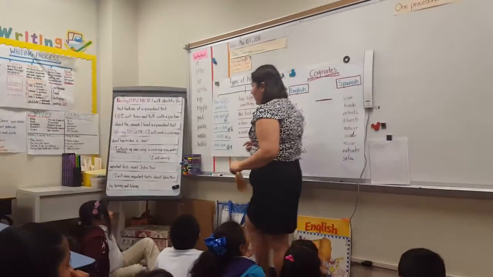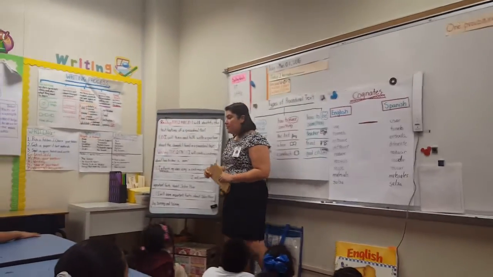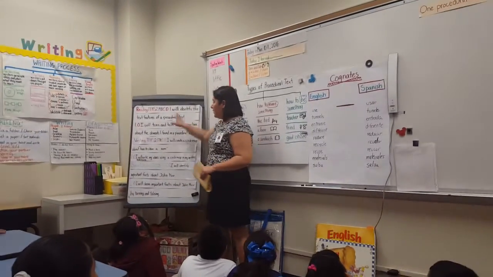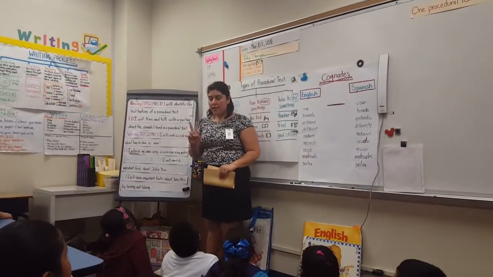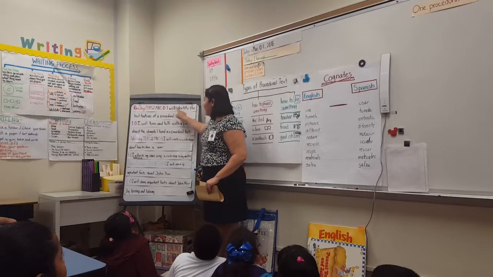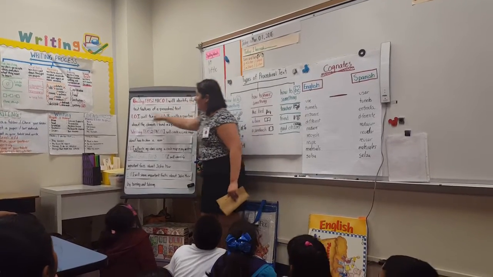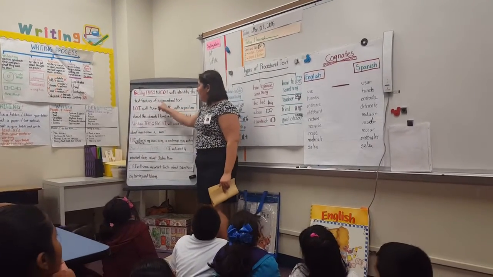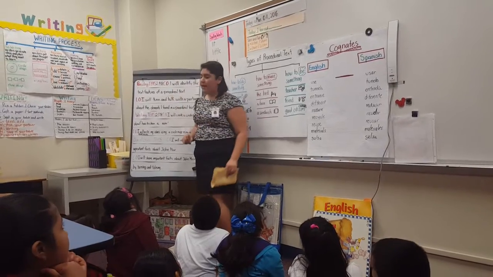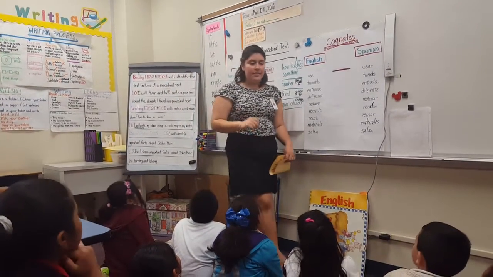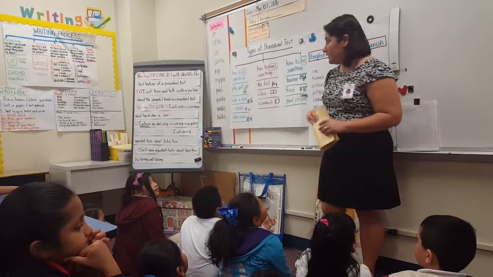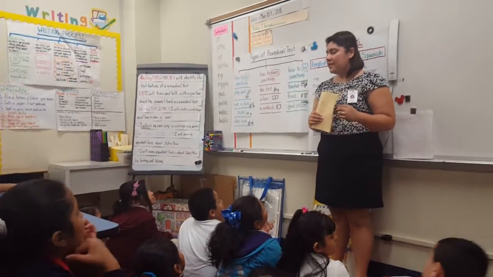Our CO and our LO, before we get started, okay? So everybody together at the count of 3, we're going to read our CO. Ready? 1, 2, 3. I will identify the text features of a procedural text. All right, so I will identify the text features of a procedural text.